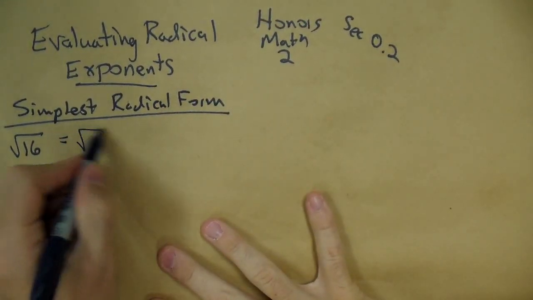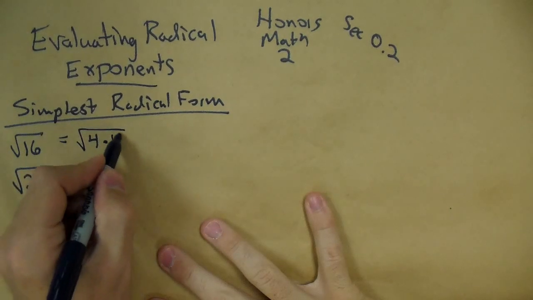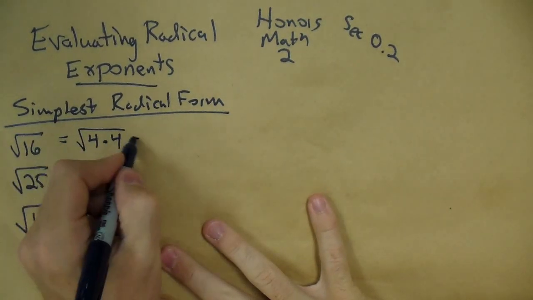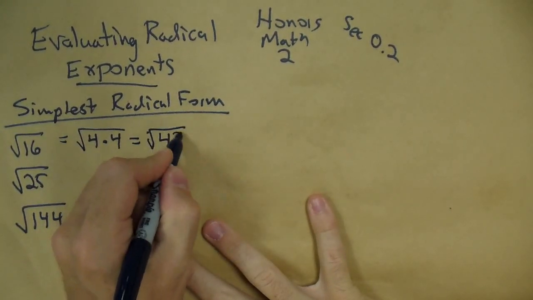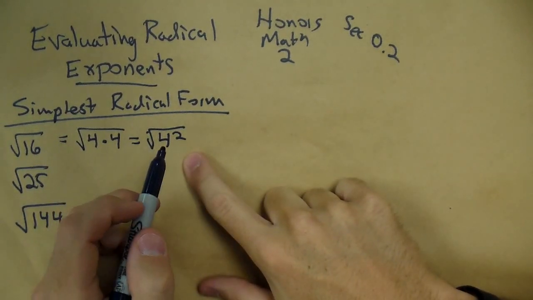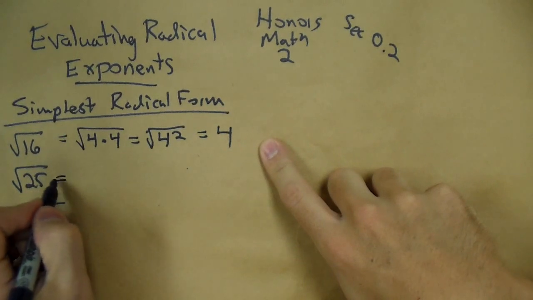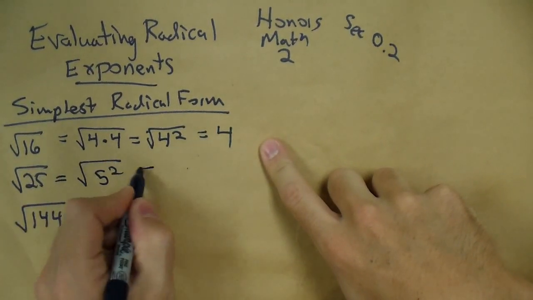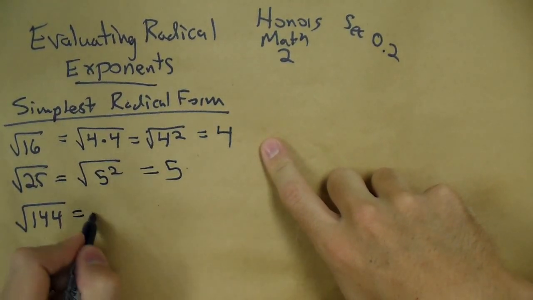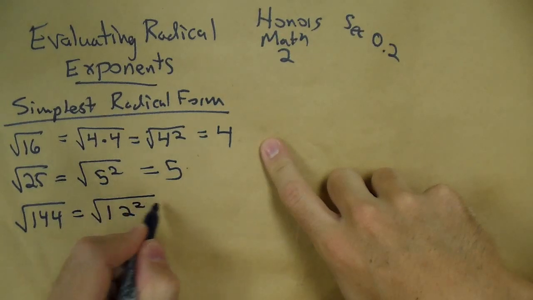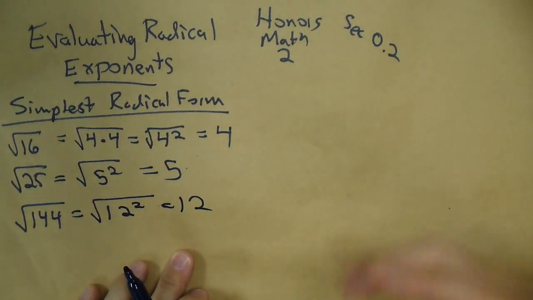So for example, 16 is 4 times 4, and that becomes the square root of 4 squared. The square root and the squared give us a 4. 25 is 5 squared, so it comes out to be 5. 144 is 12 squared, it comes out to be 12. So we're going to go further now.